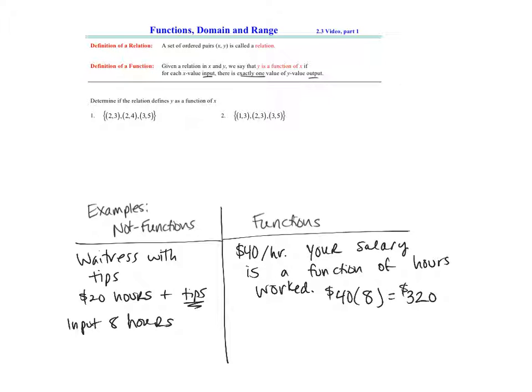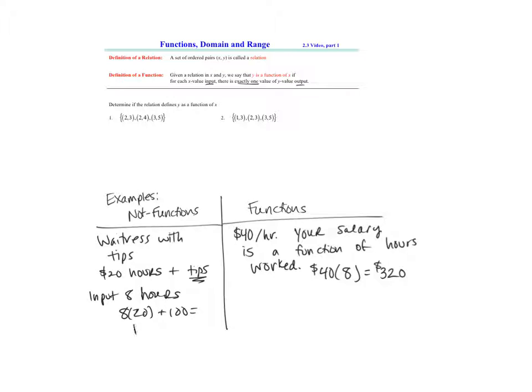And one night you might make $100 in tips. So you might have an output of 160 from your salary, but then $100 in tips, so you might get 260 output, right? But sometimes your tips might be really bad, so you might have a night where you only make $25 in tips. Okay, so for the same input of 8 hours, you can have multiple outputs. That's an example where it is not a function.